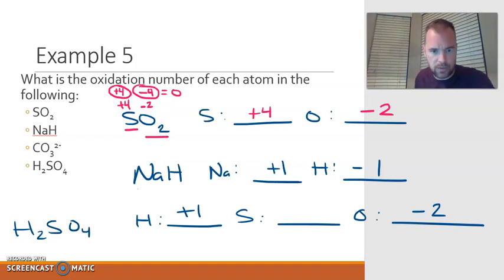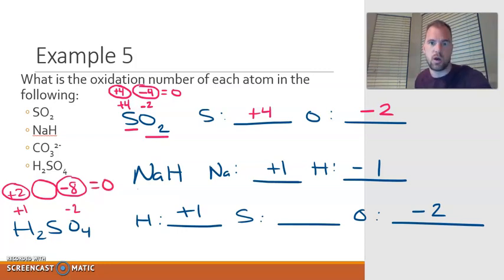Okay, we already figured out that hydrogen is plus 1. There are 2 hydrogens, so that means a total of plus 2. We also figured out oxygen's negative 2. There are 4 of them, so that means it's got a total of negative 8. And the total between hydrogen, the questionable sulfur, and oxygen all need to add up to be 0 because H2SO4 is a neutral compound. So what number plus 2 and negative 8 would be 0? And the answer is positive 6.